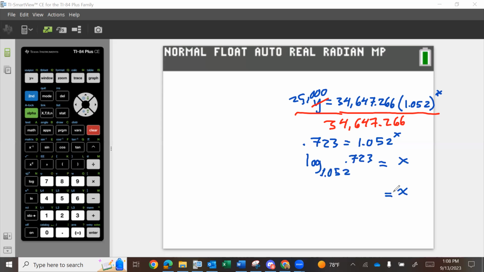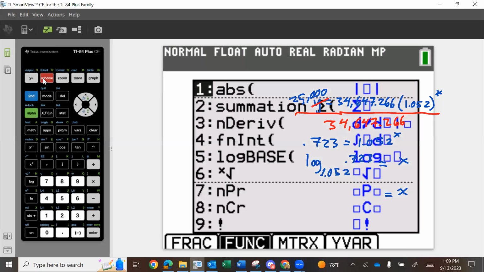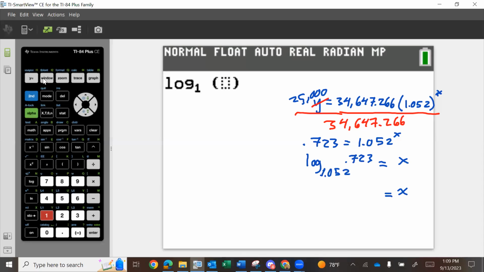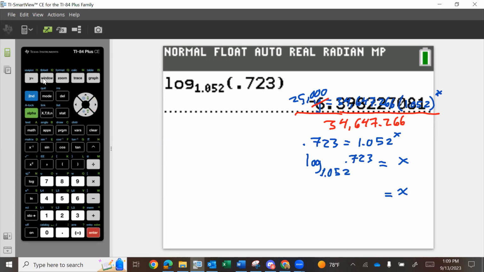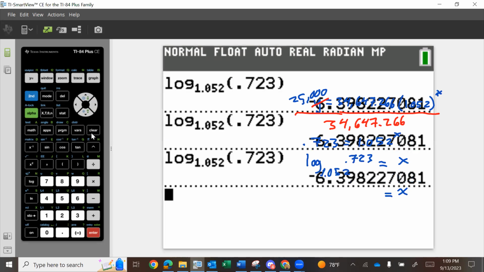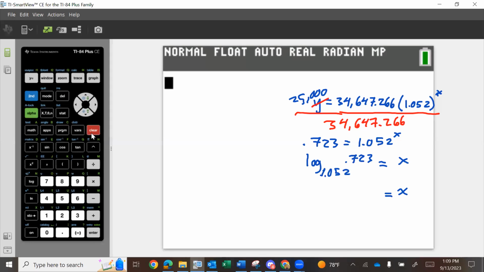And so let me go to my handy dandy calculator, and I'll go alpha window 5, 1.052, 0.723. Okay, it looks like negative 6.4. So yeah, 6.4 years before 2004. Okay, well that makes sense. So that would be our answer. And that's how you do this stuff.